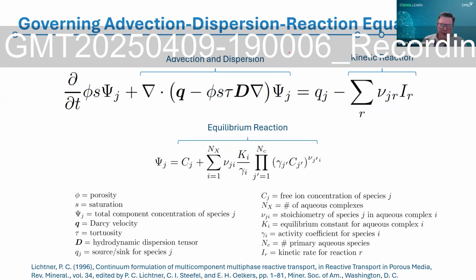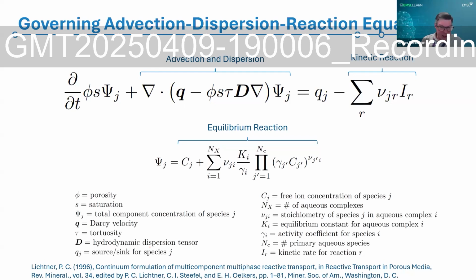While you're answering that poll question, I'm just going to discuss our main governing equation. This is the advection dispersion reaction equation. On the left-hand side, we have the accumulation of mass over time. We have our advection and dispersion, that's our Darcy flow velocity vector, and this is our hydrodynamic dispersion term that factors in tortuosity, liquid saturation, and porosity. We have a source term right here, and then this summation here is over kinetic reactions.